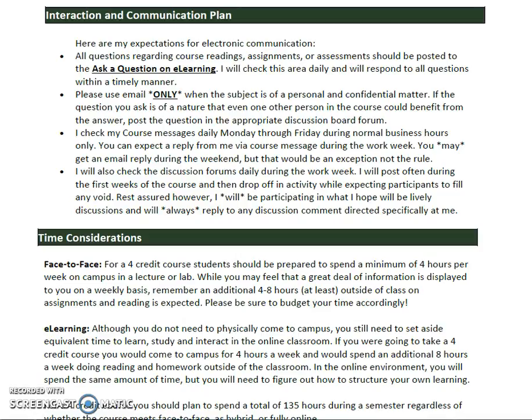Interaction and communication plan. All questions regarding course readings, assignments, or assessments should be posted to the Ask a Question forum on e-learning. I'll check this and respond to all questions in a timely manner. So if you have a question that everyone could benefit from the answer to, ask a question. In e-learning, anybody can respond to Ask a Question. If you have a matter that's personal or confidential, use my email, ronald.santos@bristolcc.edu, and I'll respond to you as soon as I get to it, which is usually daily.